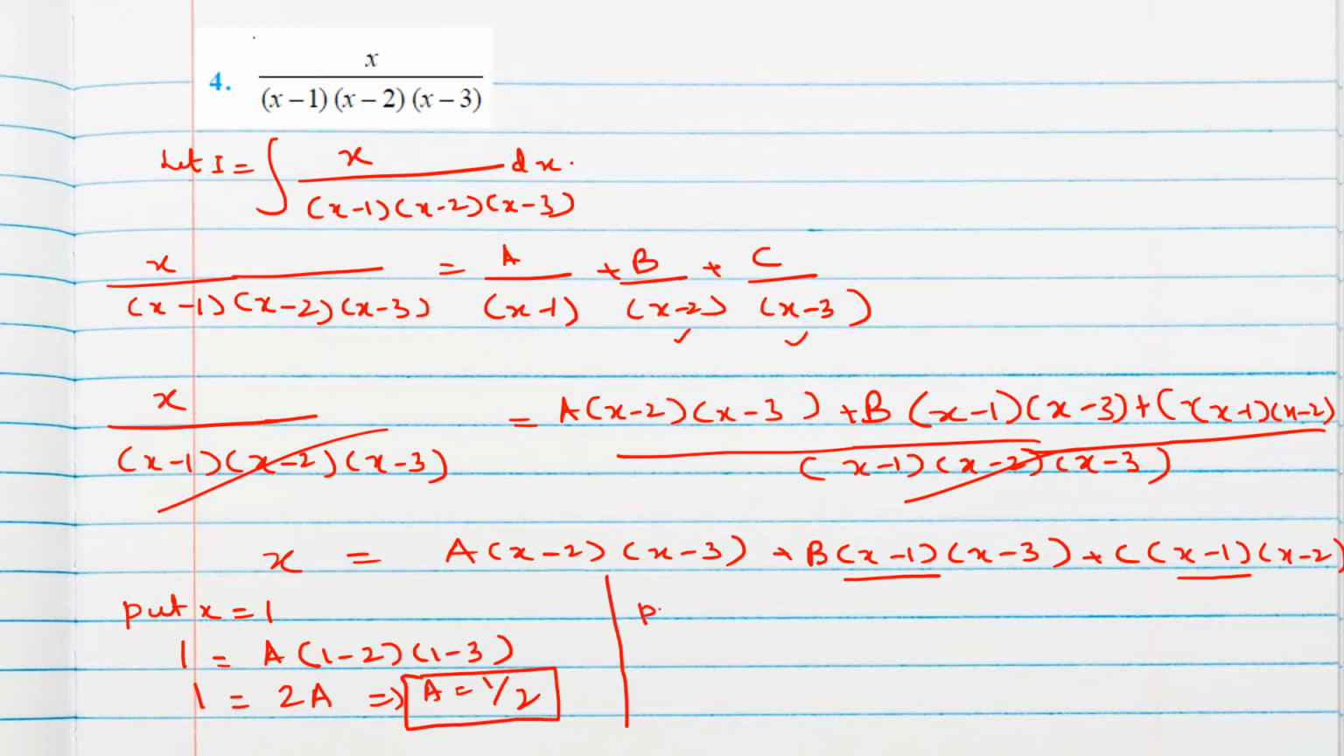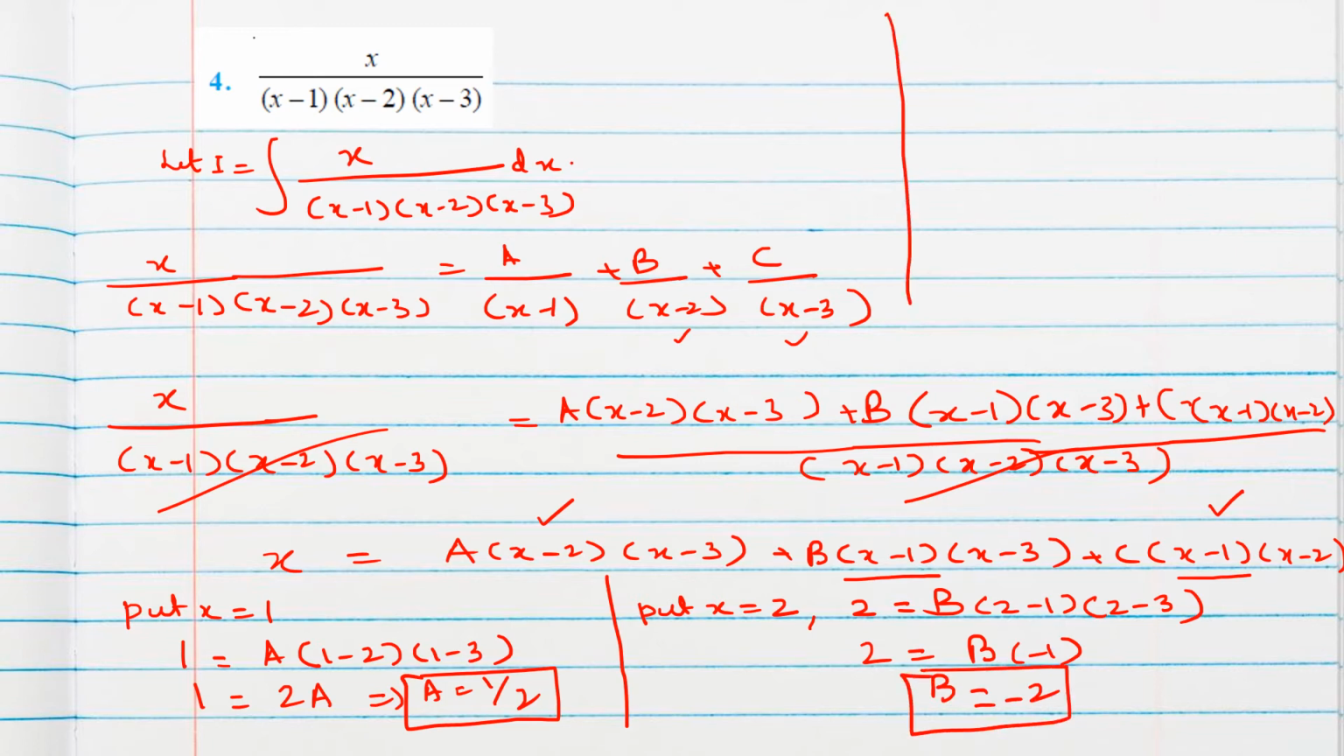Now we can put x as 2. If you put x as 2, the a term will vanish and the c term will vanish. So we can write x value 2, the b term will remain. So (2 minus 1) and (2 minus 3). So 2b and 2 minus 3 means minus 1. So b is minus 2.